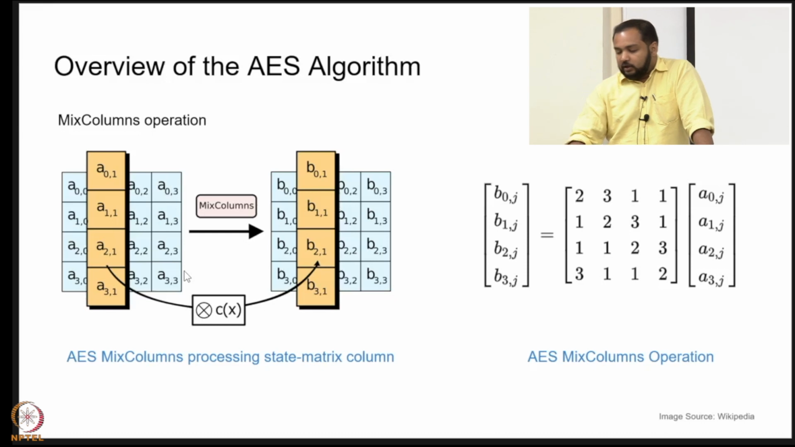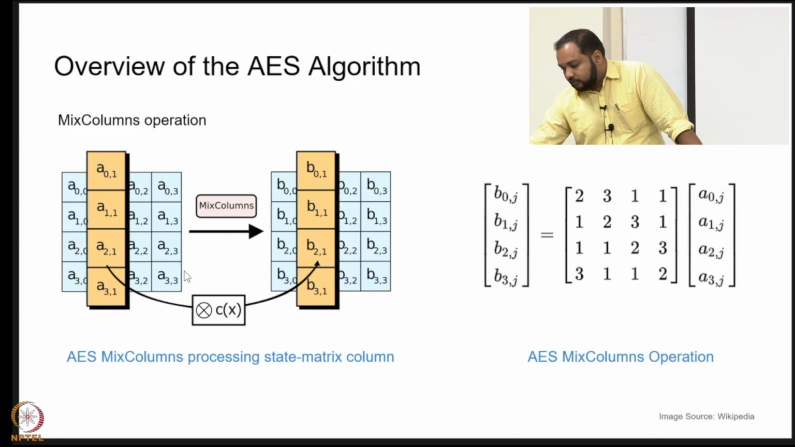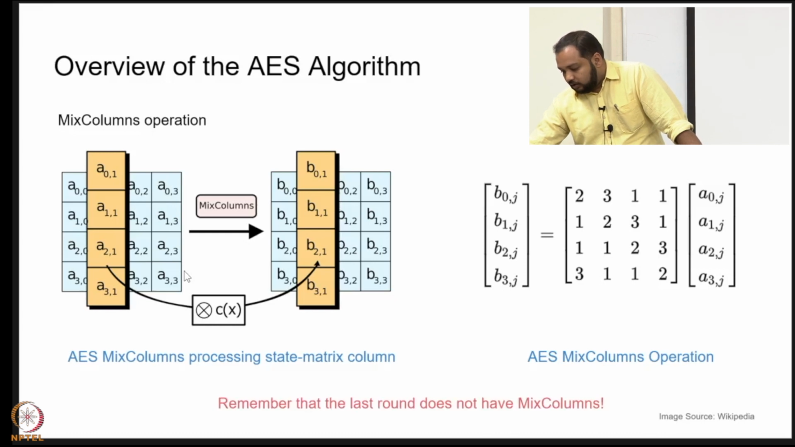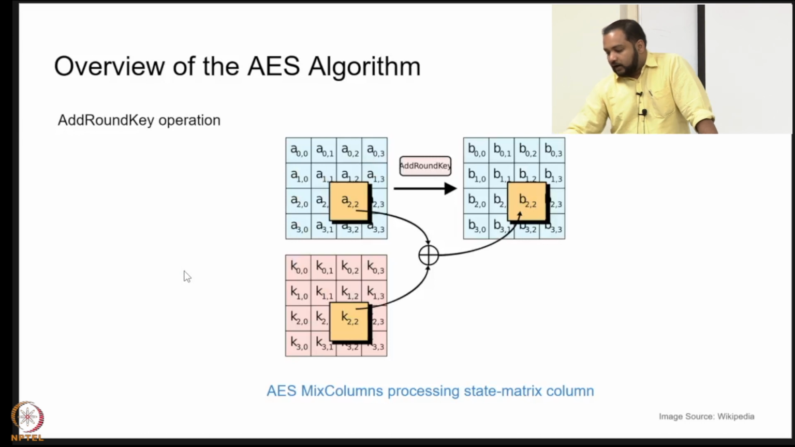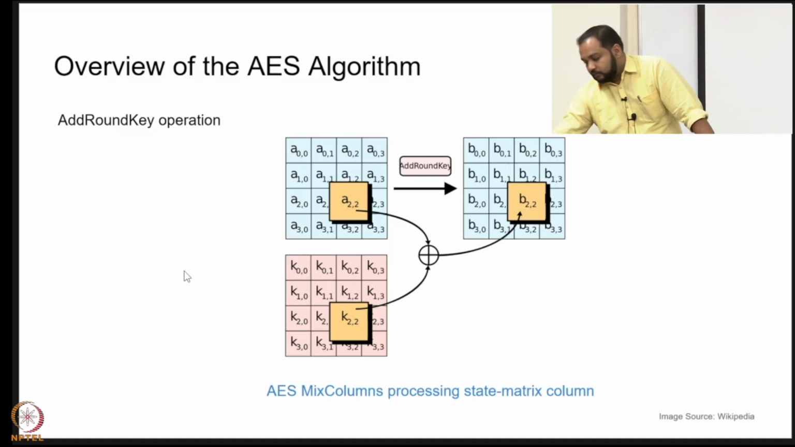Then there is the mix column operation, in which each of the individual columns is multiplied with a fixed matrix. The last round does not have the mix column. Then there is the add round key, where individual round keys generated by the key scheduling algorithm are XORed with the individual bytes of the state matrix.